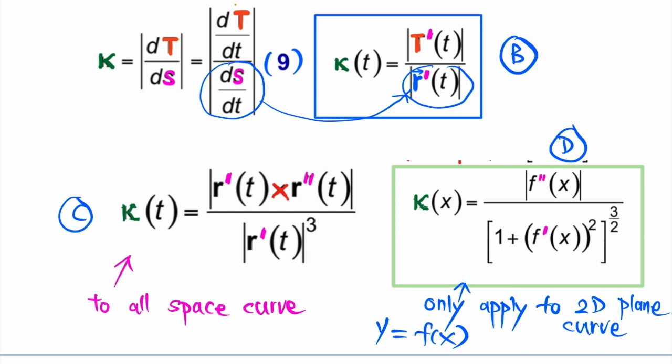Now, the last part we learned is that the curvature is equal to this. Notice that this formula over here only applies to 2D plane curves. When y is a function of x, you can use this formula to calculate the curvature. And that's what we learned today.